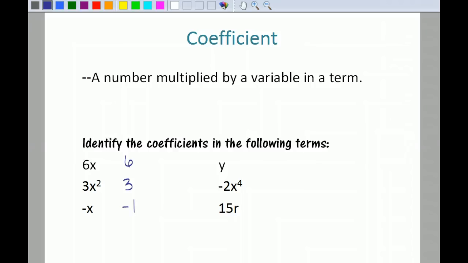Okay, now I would like for you to go ahead and pause for a moment and determine the coefficients in the remaining 3 terms. Okay, so the coefficient of y is 1. What's the coefficient of negative 2x to the 4th? Negative 2. Coefficient of 15r is 15.